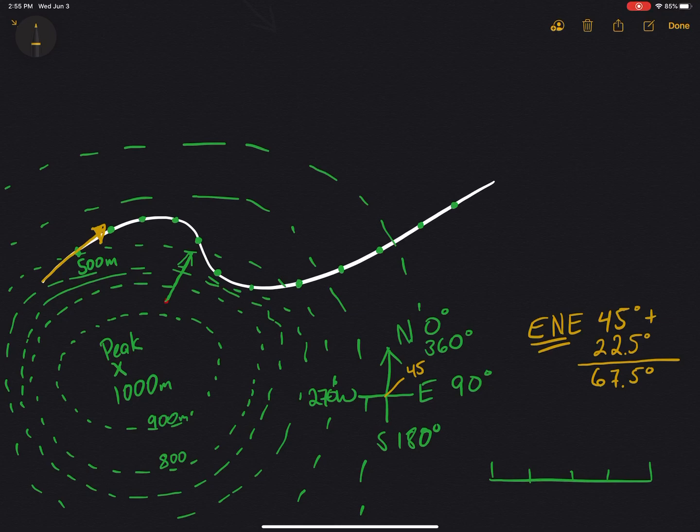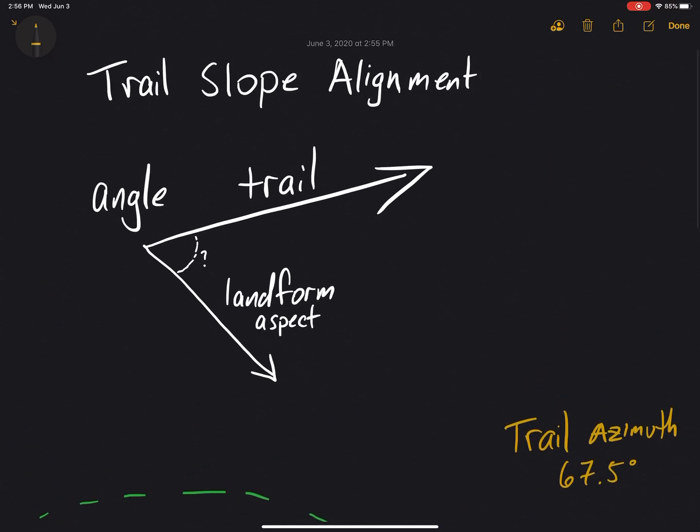Okay? So, our trail azimuth, or the direction on the compass that the trail is running, its bearing, that is, its compass facing, or its compass heading, the direction in which you're walking when you cross that particular spot, we'll call that 67.5 degrees on the compass. Our second question is, what is the angle between that 67.5 degrees, or east by northeast?